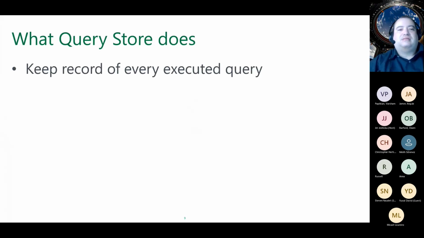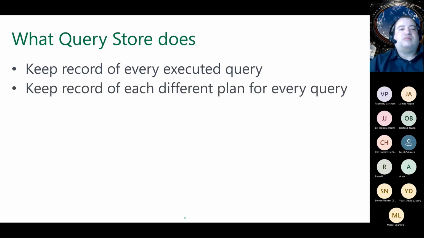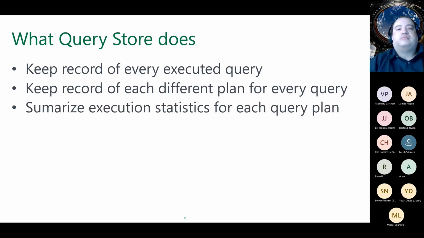What Query Store does: it keeps a record of every executed query. Query Store keeps a history of what we are executing on our servers. It keeps a record of each different plan for every query. So it's not only about the query itself, but it's about the plan for the query. So if your query is recompiled, Query Store will know that the query is receiving a new plan, and this will be recorded in Query Store history.